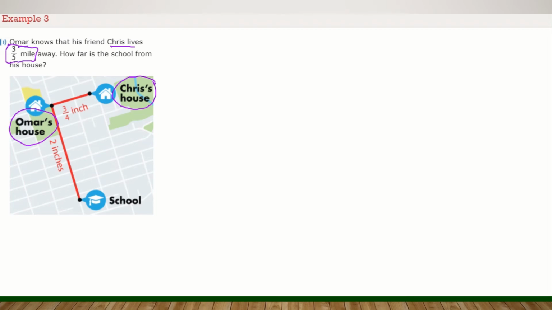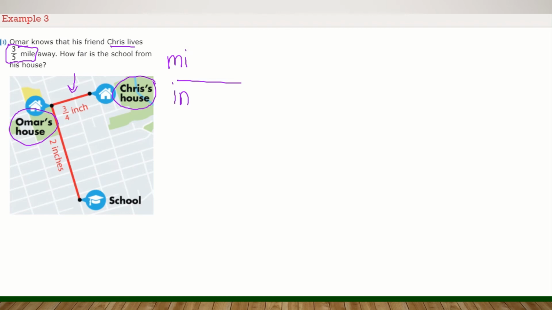But if we look on this scale drawing or this map, 3/5 miles is actually equal to 3/4 inches. Now, in order to figure out the answer, we need to figure out how much 1 inch is equivalent to. So we can set up a unit rate. And if we're trying to get inches to 1, guess what? Inches will go in our denominator. And then we'll put miles in our numerator.